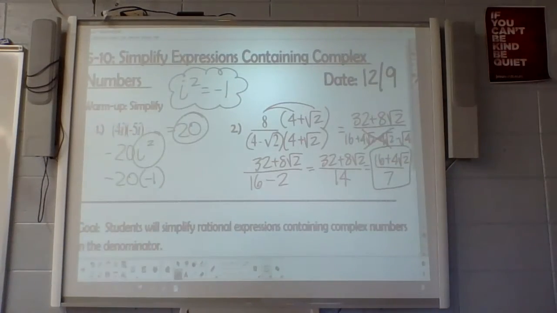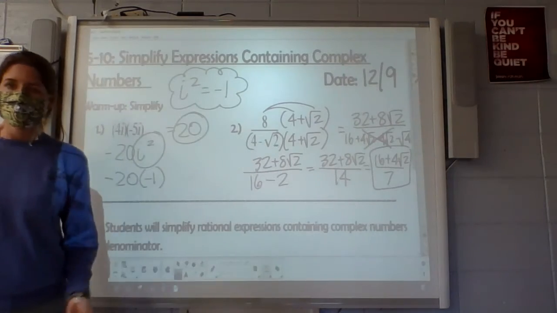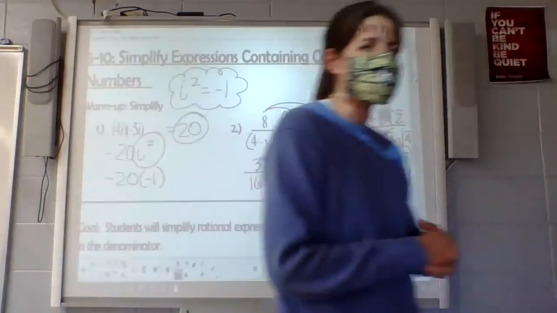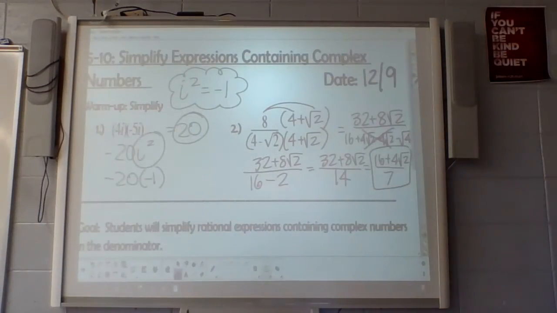So what we're going to do today is we're basically combining these two ideas together. So we're going to involve imaginary numbers and the fact that we can't have a radical in the denominator, which also means we can't have i in the denominator, because technically an i is a radical.